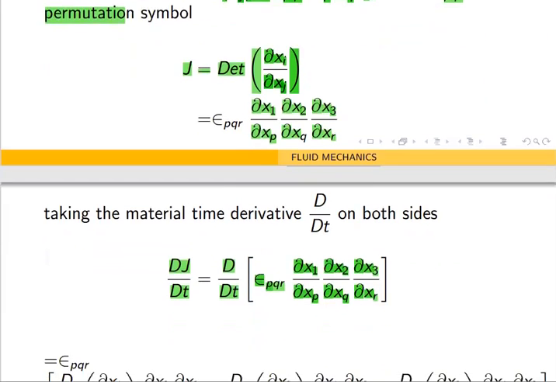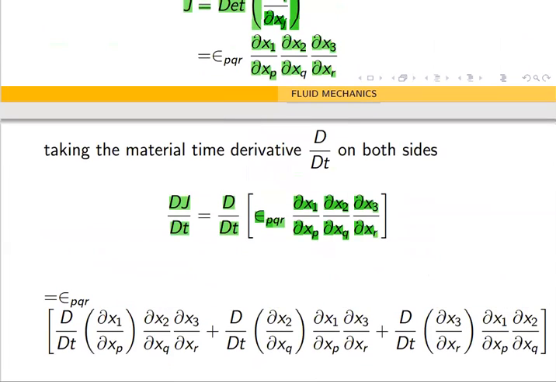So it is like this. Epsilon PQR outside. Differentiation of the first function, the next two functions as it is. Next, differentiation of the second one, the first and the third as it is. Differentiation of the third one, the first and the second one as it is, right? Using the product rule. Understood?